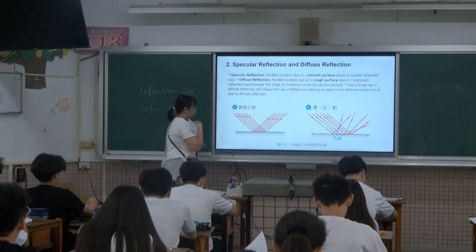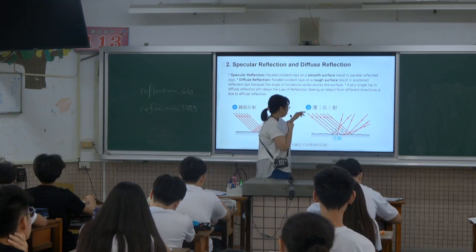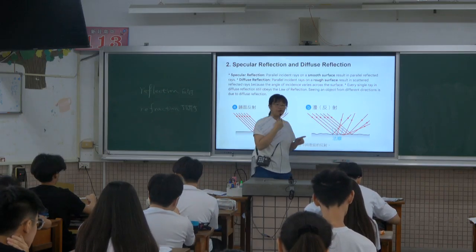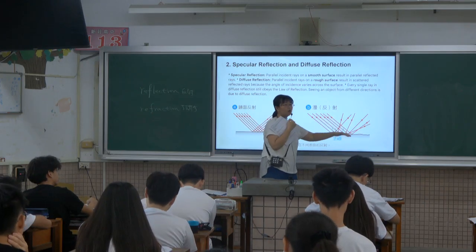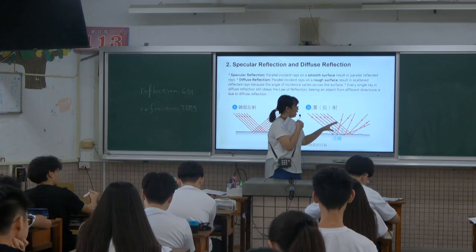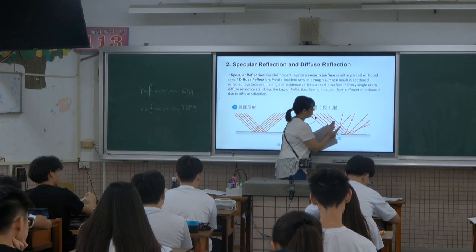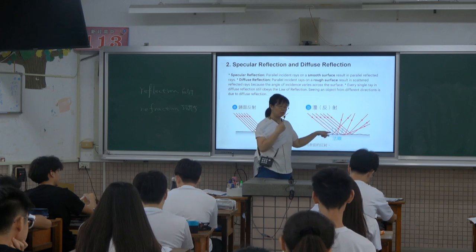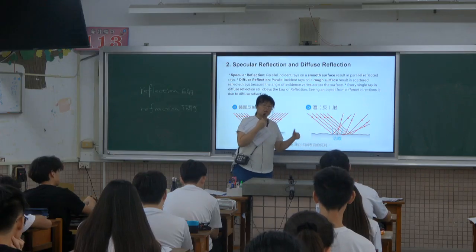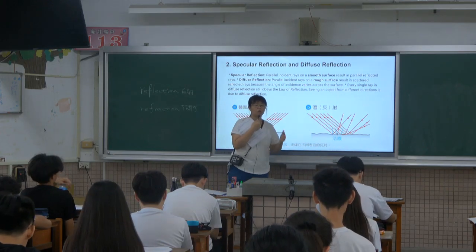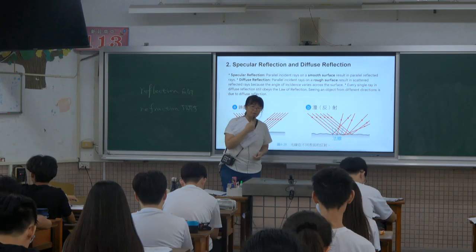You can see if we shine the incident line on a rough surface, the parallel lines have different incident angles, and then the reflected angles change. So the light will scatter. The light will go in different directions. This means diffuse reflection. But in these two cases, they all follow the law of reflection.